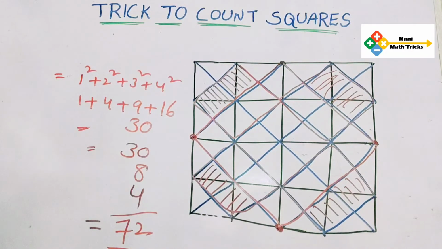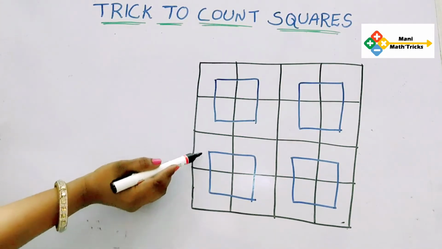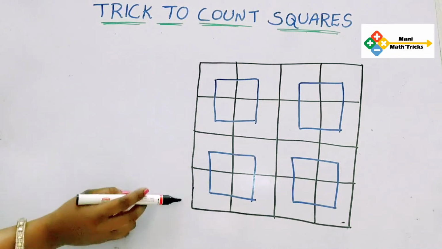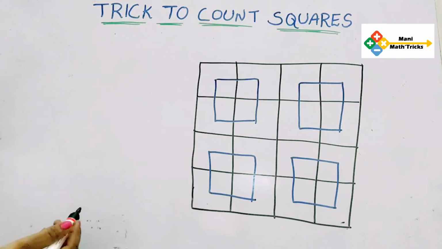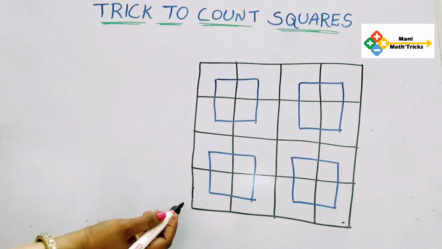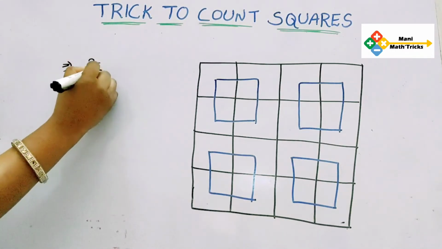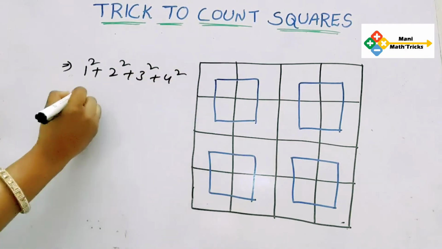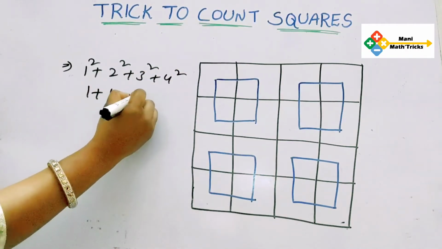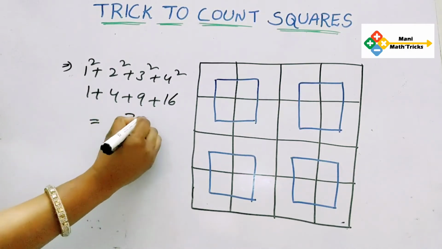Let us see the other model. If you observe here, 1, 2, 3, 4: 4 squares vertically, 1, 2, 3, 4: 4 squares horizontally. So this is a symmetric figure. So how to find the number of squares for that? 1 square plus 2 square plus 3 square plus 4 square. 1 plus 4 plus 9 plus 16. That is nothing but 30.